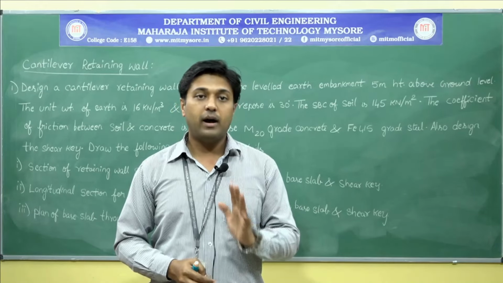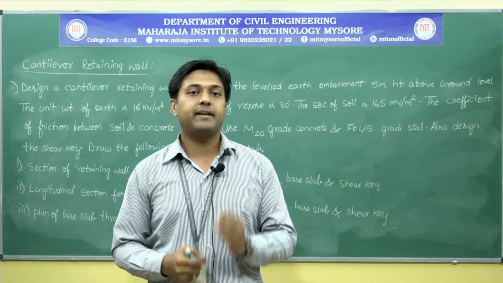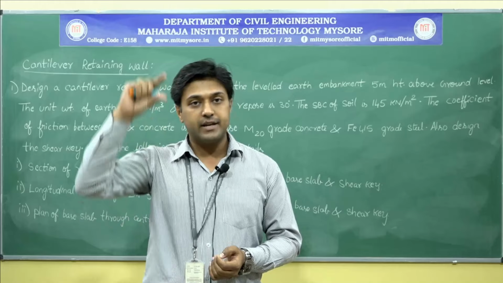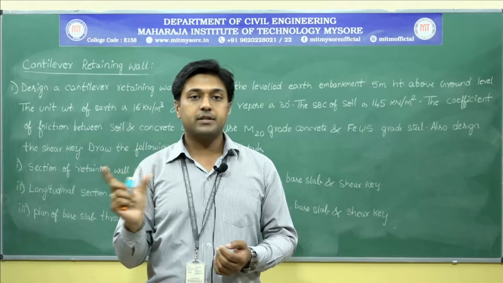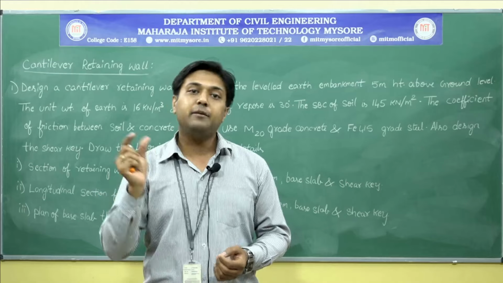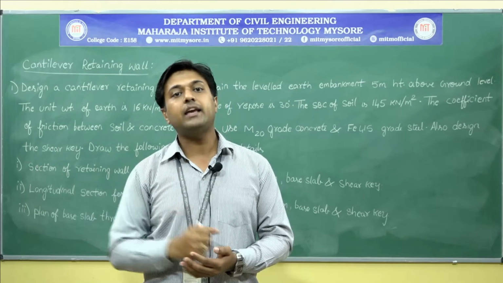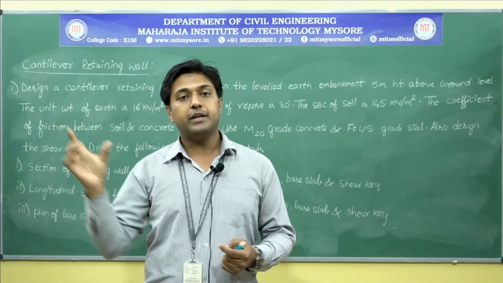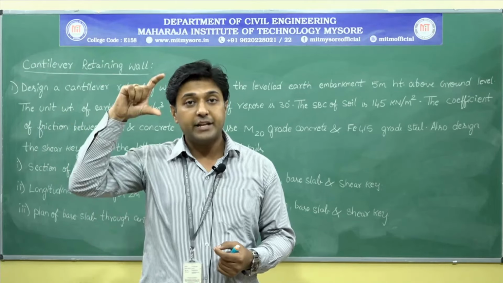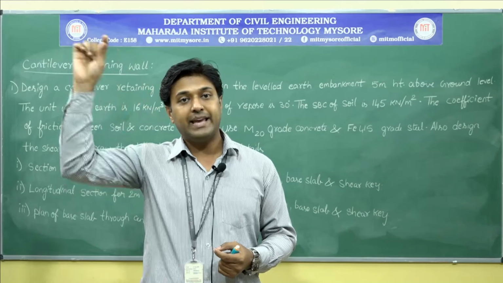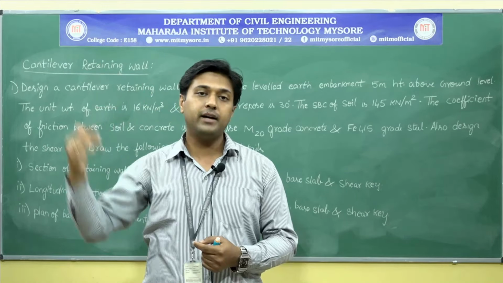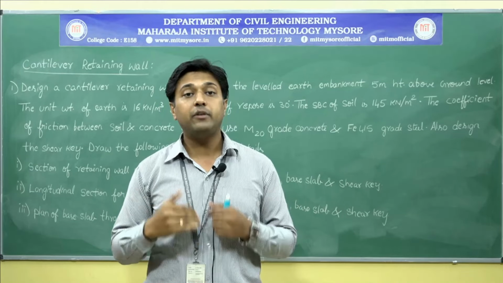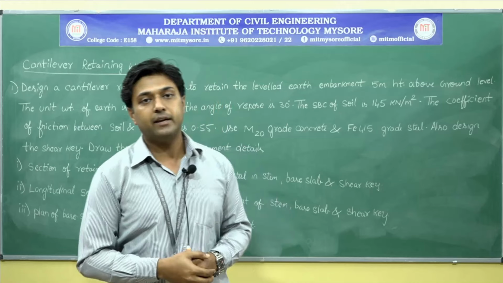I also discussed the various parts of the cantilever retaining wall. The first one is the stem, the vertical structure. Next, the horizontal structure is the base slab. In the base slab, there are the toe and the heel portions. Next, the various notations: the thickness of the base slab, the width of the base slab, small h, the height of the stem, and capital H, the overall height of the retaining wall. All those things I discussed in the last class. Now I will take up the numerical problems of the cantilever retaining wall.